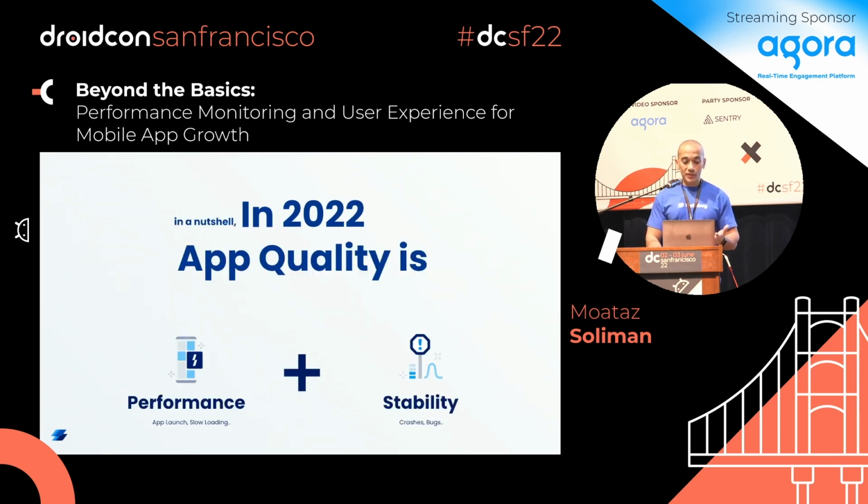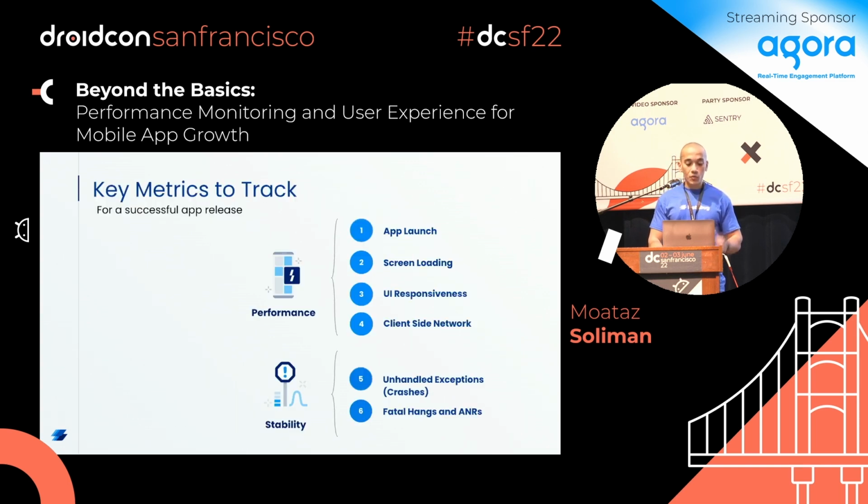So in 2022, app quality can't be just stability or crash-free sessions. It has to be the performance of the app as well as the app stability. The way that we currently define this is that we have a few metrics on which we base the performance and stability of the app: app launch, screen loading, UI responsiveness, network performance, as well as the stability metrics of crashes and fatal hangs.